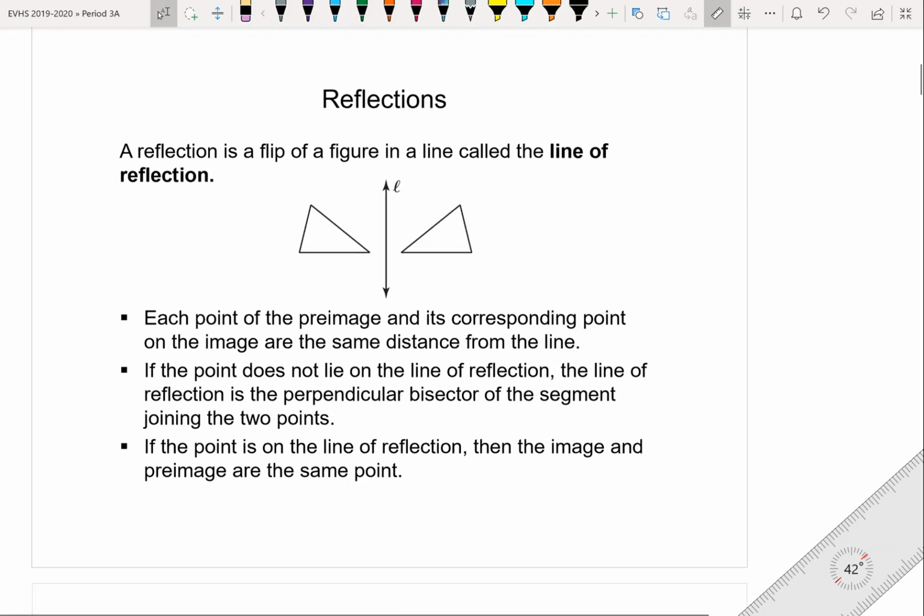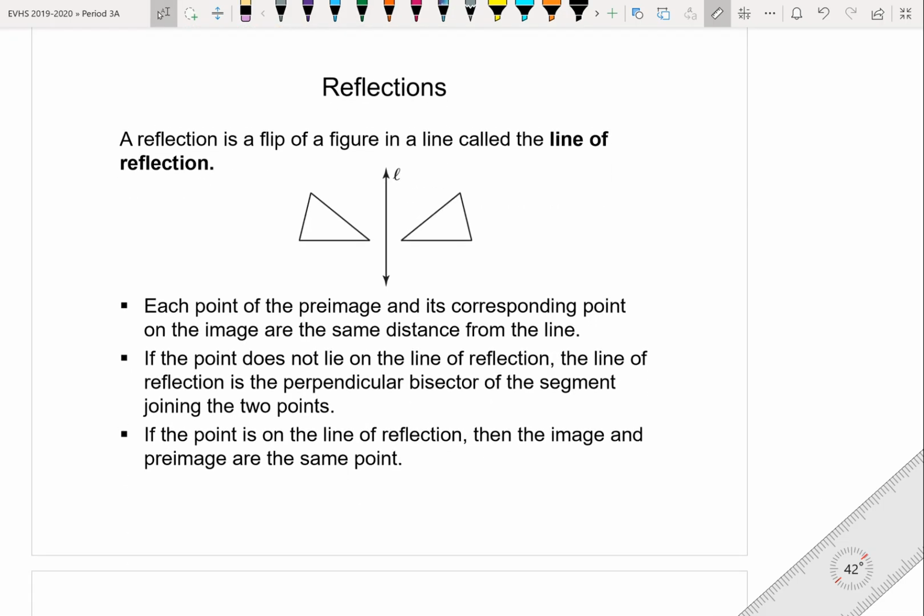So, starting off with reflections. First off, a reflection is a flip of a figure. Now, notice this word here. It says flip of a figure in a line. Personally, I don't like that, but that's the way it's written in just about all the literature. Okay, so it's reflection in a line. When I say in a line, basically I'm saying that we're reflecting it over line L. So if this guy over here is my pre-image, I'm reflecting it over L, and that's where I get my image over here on the right.